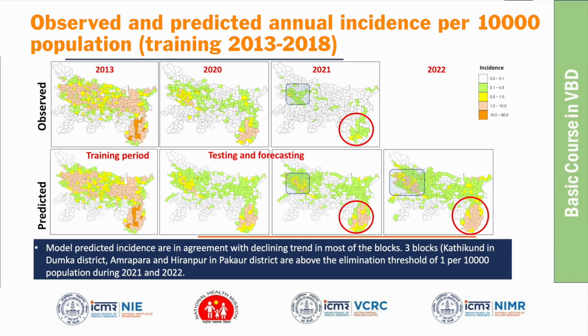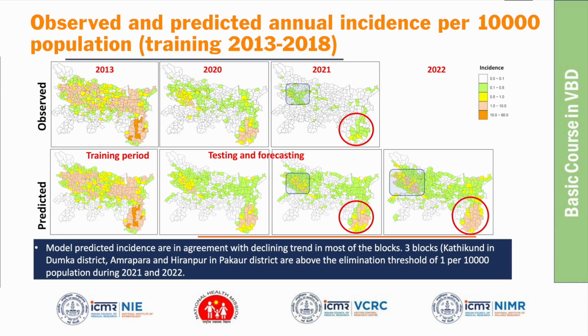And then this figure shows the fitted, observed, and predicted annual incidence per 10,000 population using the data from 2013 to 2018. You can see for 2013, the observed data are shown in the maps in the top panel, whereas the predicted ones are given in the bottom panel. And we can see for 2013, the predicted cases are in close agreement with the observations. I'm not showing the remaining years because of space and time here.